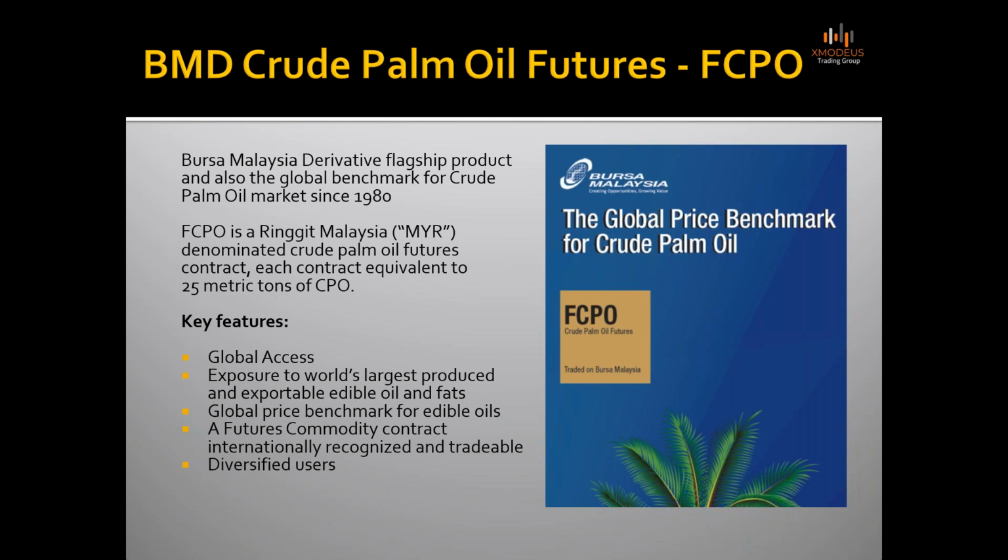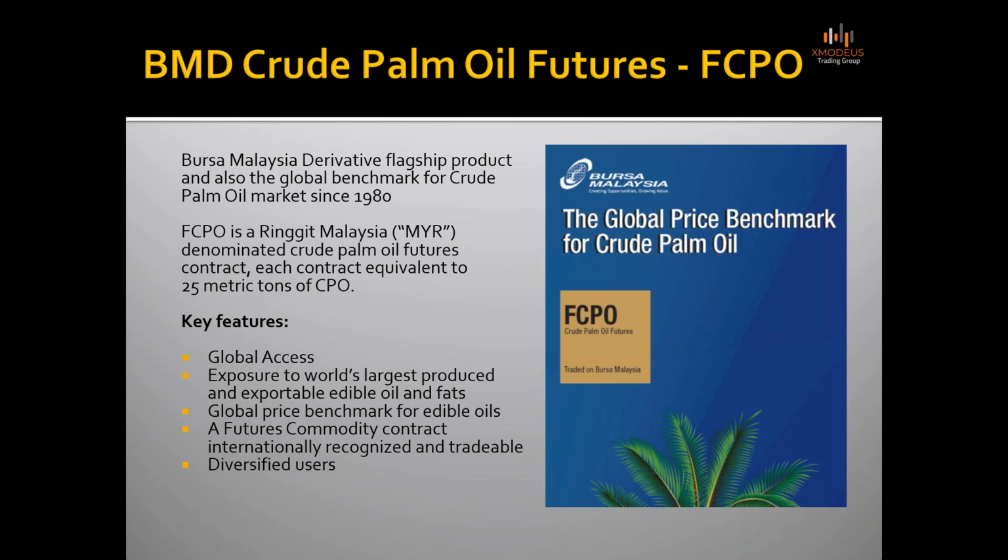This is a ringgit denominated crude palm oil futures contract. Bursa Malaysia BMD also has a US dollar crude palm oil futures contract, but the Malaysian ringgit CPO contract is the most active. Each contract on FCPO is equivalent to 25 metric tons of crude palm oil. That's the size of the contract. So the key feature of BMD CPO FCPO is global access.